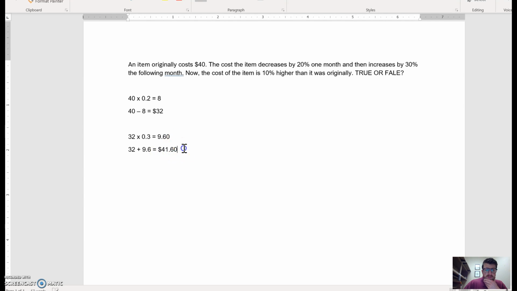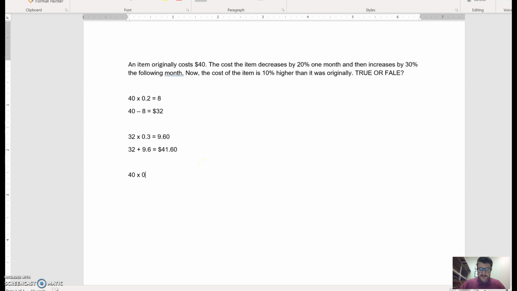OCD, sorry about that. Now, they want to know if the cost of the item is 10% higher than it originally was. So this is what it originally was, $40. Let's figure out what 10% higher would be.